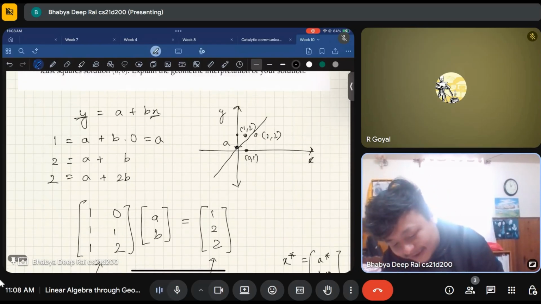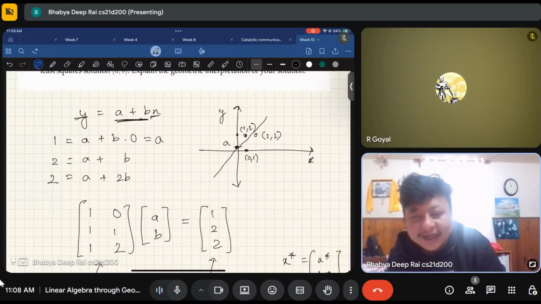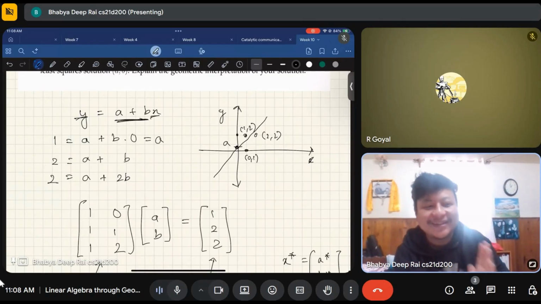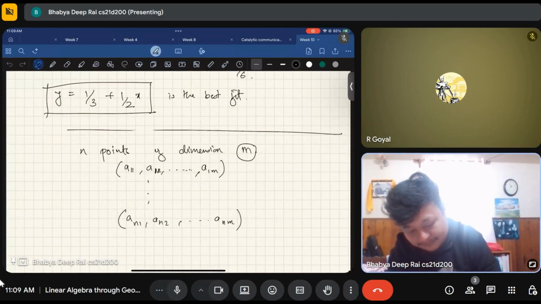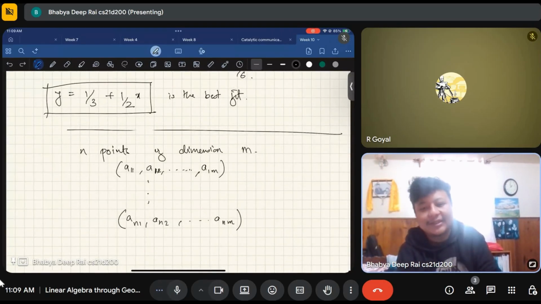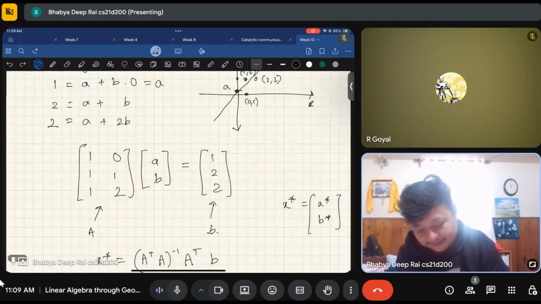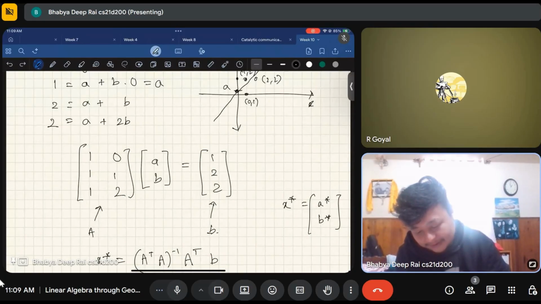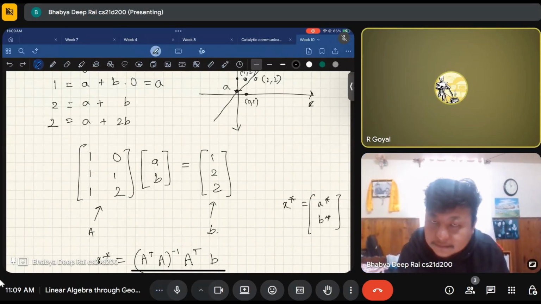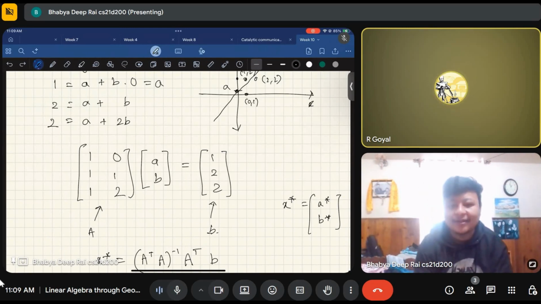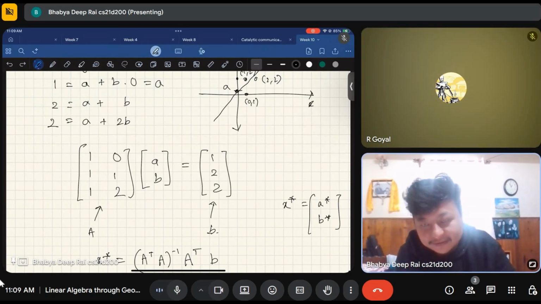By the way, now it's no more talking about a line that fits through it. It should be a plane that fits through, because now you have a dimension m. If the dimension is 2, then you have a line that fits through it. So with dimension m, it is rather a hyperplane that fits through it all.